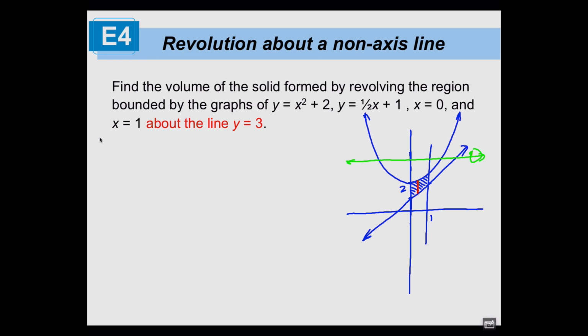Is the representative rectangle touching the axis of revolution over the entire interval? No. So therefore, we're going to have a washer. Knowing that we're going to have a washer, I need to identify 2 distances. I need big R and I need little r. That's at 3, by the way. So there's big R. There's little r.